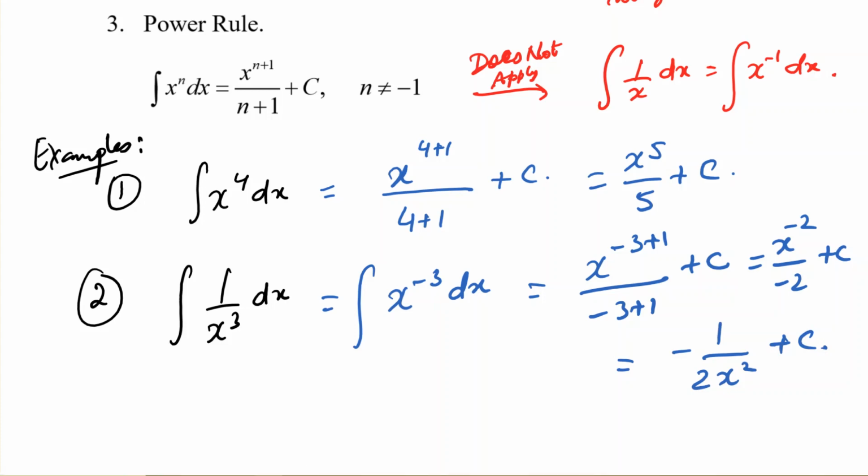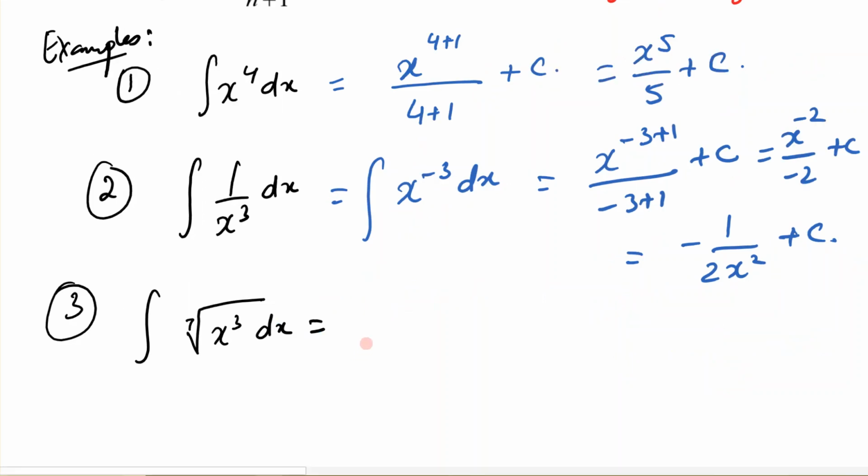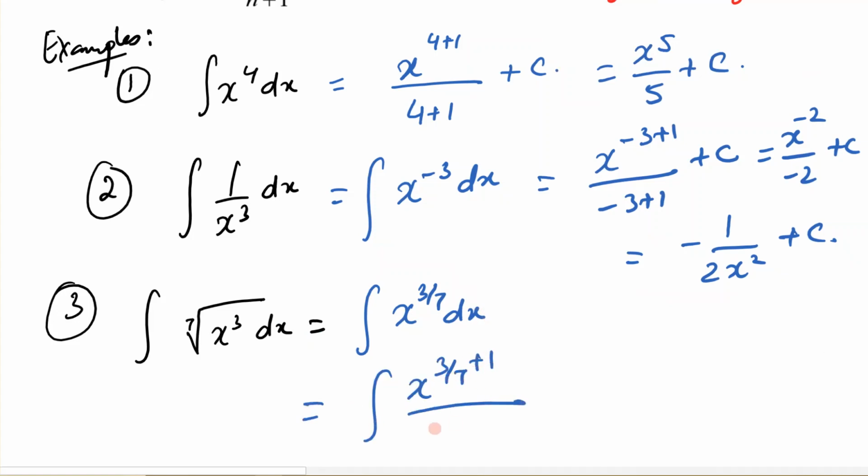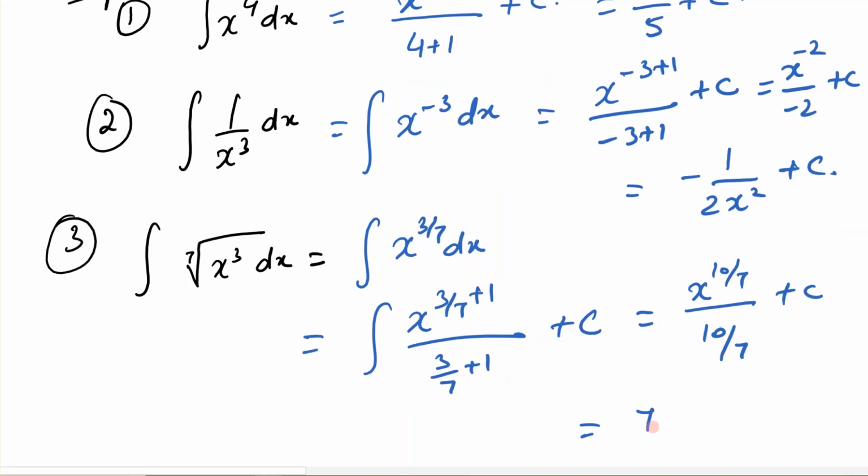Similarly, if you have a fractional power, here we have the integral of x raised to power 3 over 7 dx. We're going to do the same thing. Increase the power by 1, divide by the new power, plus c. So we get x raised to power 10 over 7, divided by 10 over 7, plus c. Or you can bring 7 up, and if you want, you can write this as x to the 10, 7th root of that, over 10. So this is your solution.